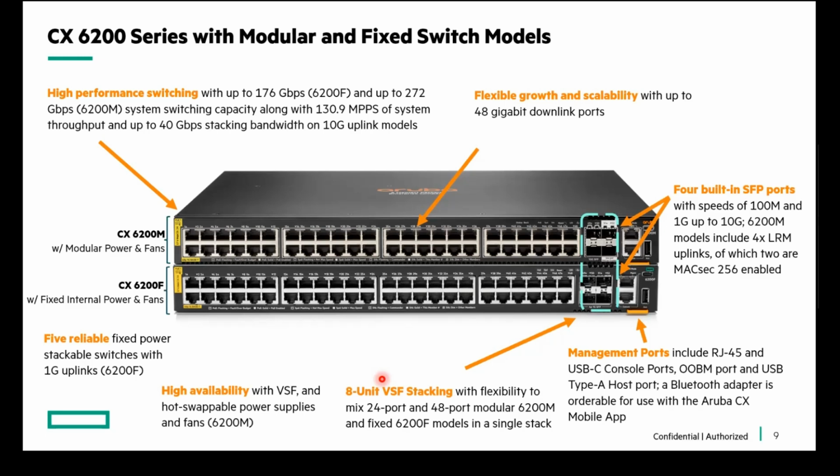On the front panel, we also have management ports. So we have an RJ45 console port, as well as USB-C console ports. We have the out-of-band management port and the USB type A host port, as well as an additional adapter for Bluetooth capability with the CX mobile app. So that's what we have going on the front panel. And that's what we have at a high level in this series here.